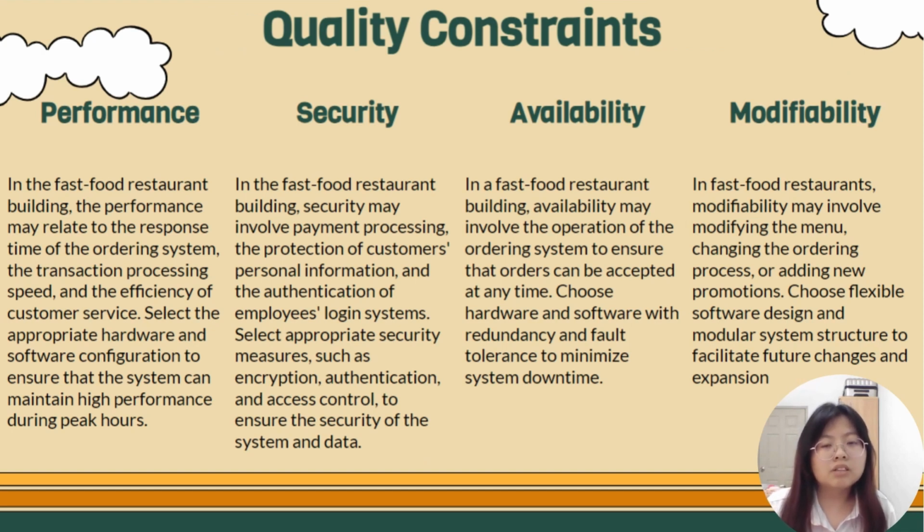The quality constraints cover performance, security, availability, and modifiability. In performance, this may relate to the response time of the ordering system, the transaction processing speed, and the efficiency of the customer service. Select the operating hardware and software configurations to ensure that the system can maintain high performance during peak hours.